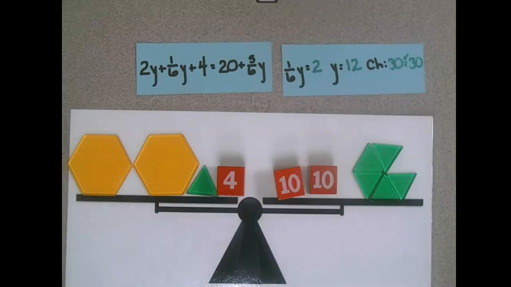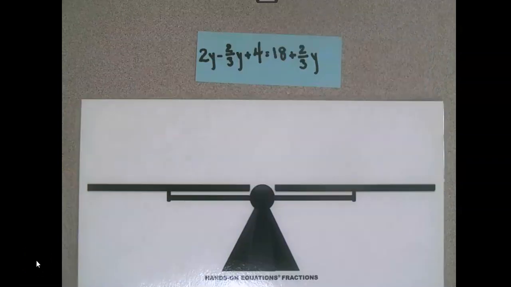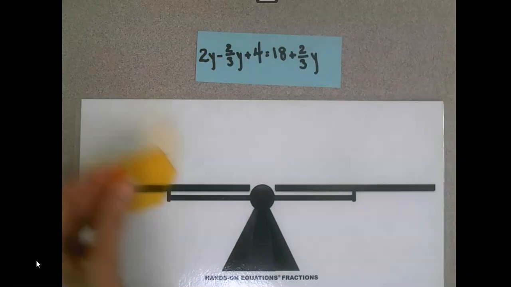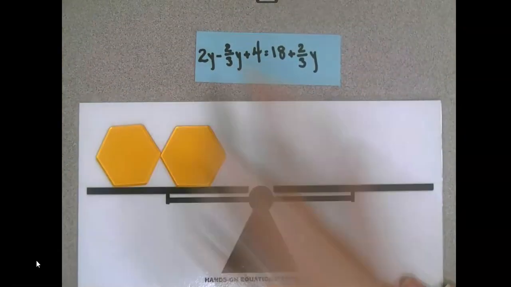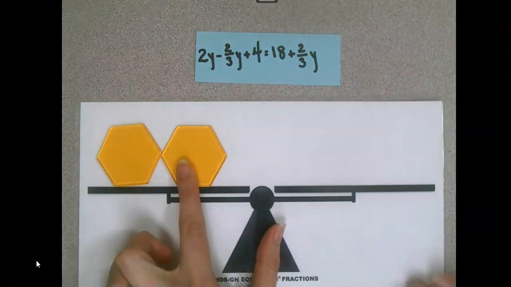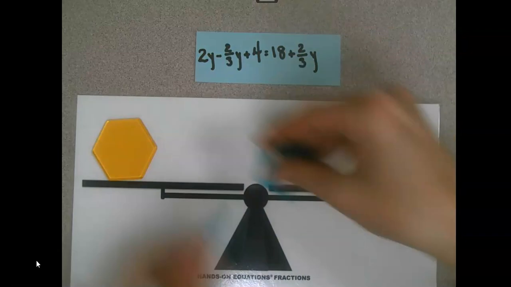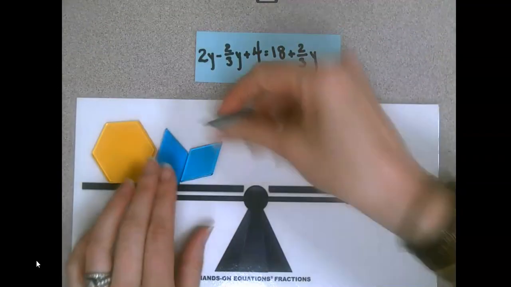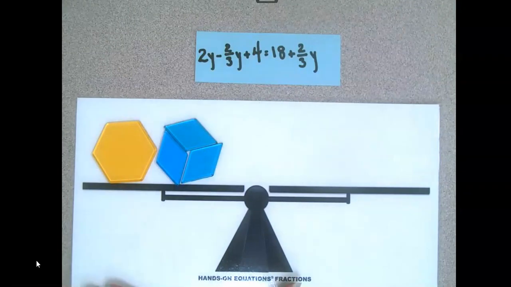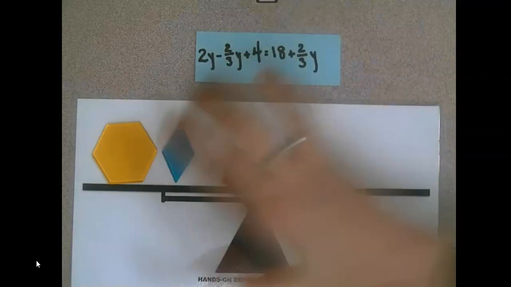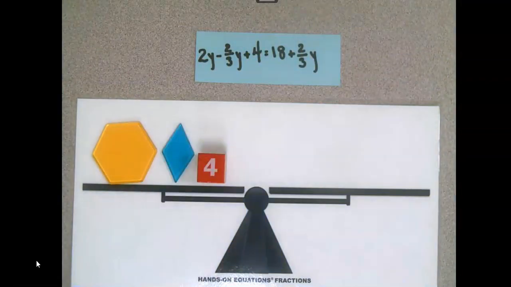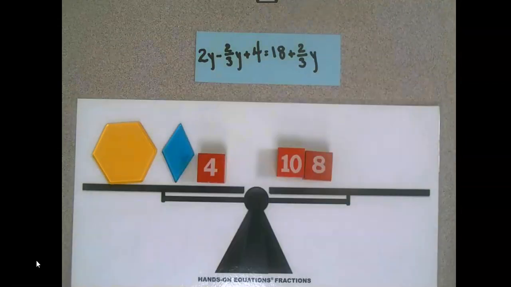Our next example is 2y minus 2/3 of y plus 4 equals 18 plus 2/3 y. So I'm going to go ahead and set this up. I would start with my 2y, but I see now that I need to remove 2/3 y. So I'm going to replace one of my yellow blocks with my 1/3 blocks, and I am now able to remove 2/3 of that here, plus 4 equals 18 plus 2/3.